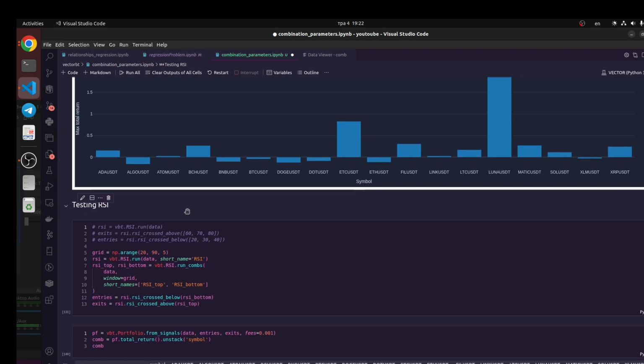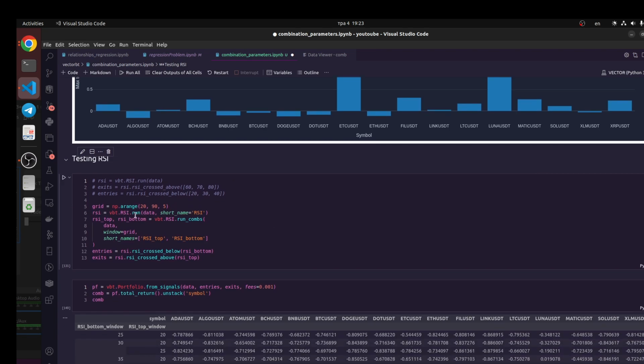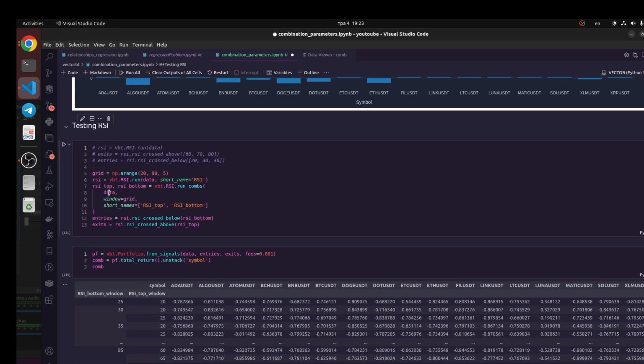Next, we're going to test RCI. This is a similar idea. We need to create a grid and indicate our RCI grid. It would be an array from 20 to 90 with step 5. It's an array. Next, we need to create indicators RCI and apply our data and indicate short name like RCI. Next, we're going to return an object like RCI top and RCI bottom, and we need to run our combination.